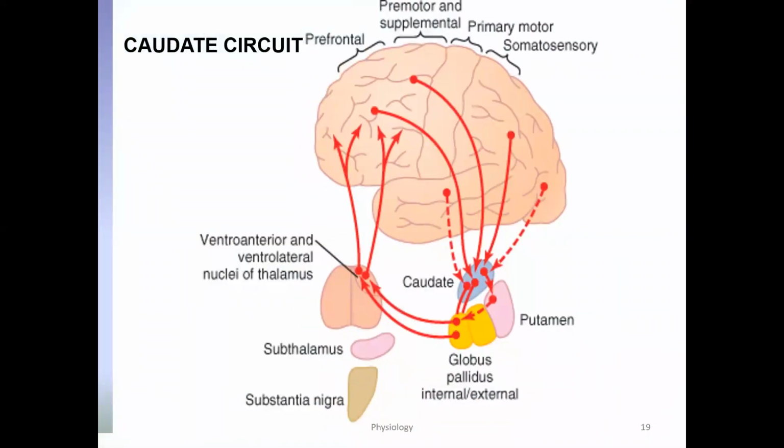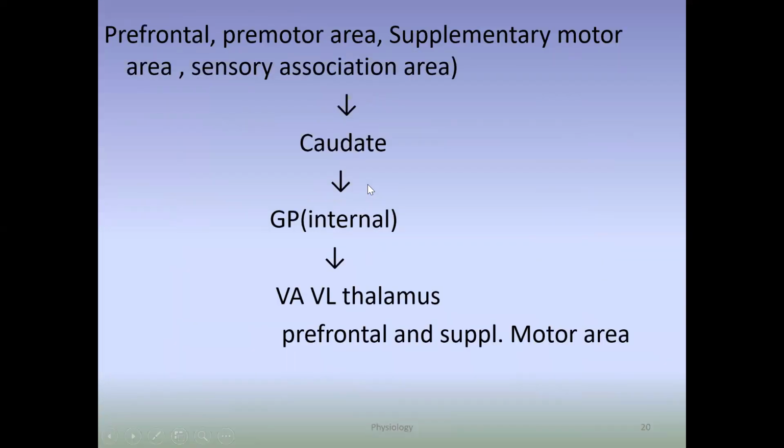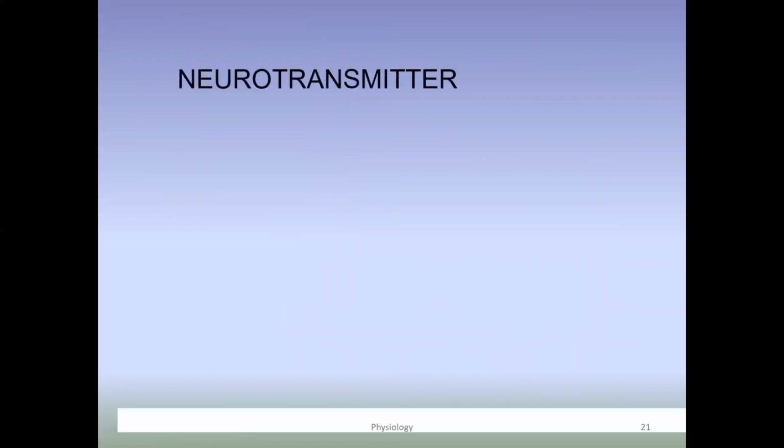Caudate circuit: the input is from all areas, starting from the frontal lobe to the occipital cortex, then sent to the GPI, that is the globus pallidus internal segment, then the ventroanterior and ventrolateral nucleus of thalamus, and then back to the prefrontal area. This is about the caudate circuit.